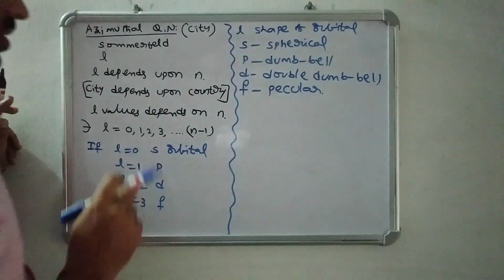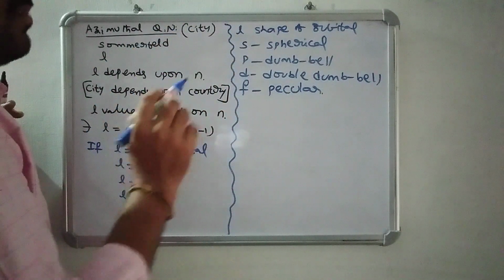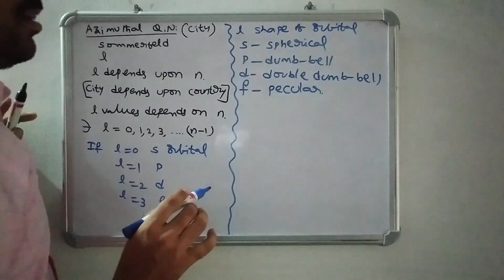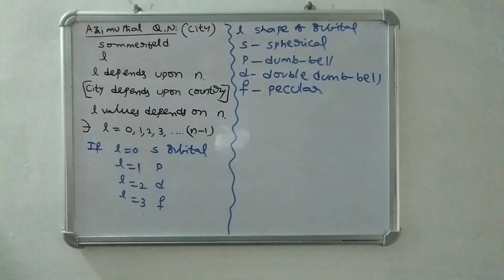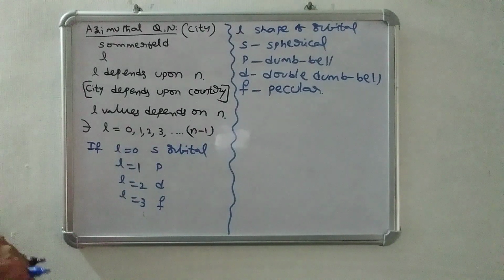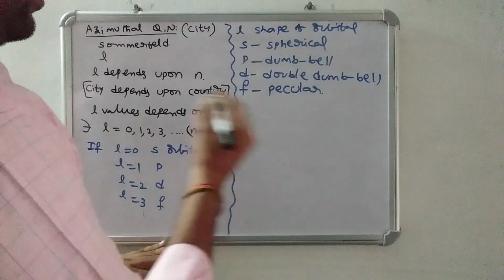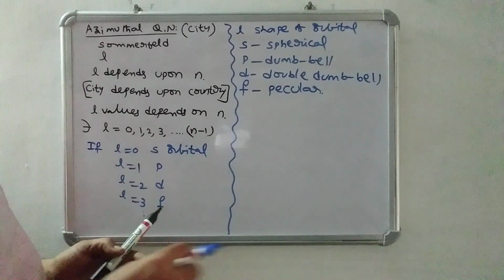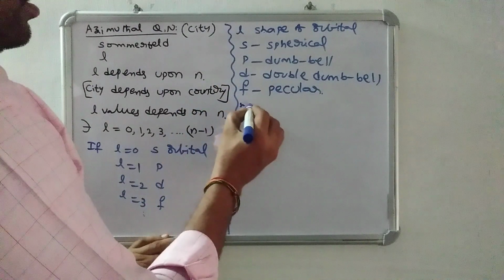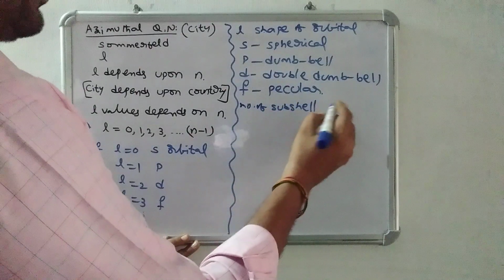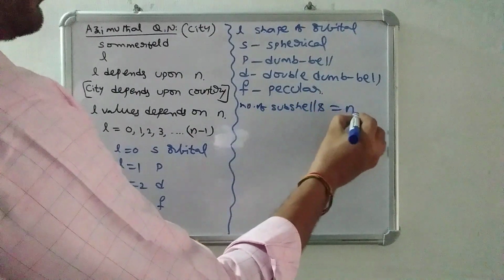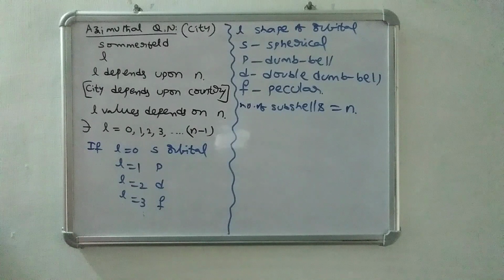Therefore, the azimuthal quantum number gives the information about the shape of the orbital. Which kind of information can be obtained from the azimuthal quantum number? We can obtain the shape of the orbital. Next, how many subshells are present? That kind of information is also given by this azimuthal quantum number. The number of subshells is equal to n. This is about the azimuthal quantum number.